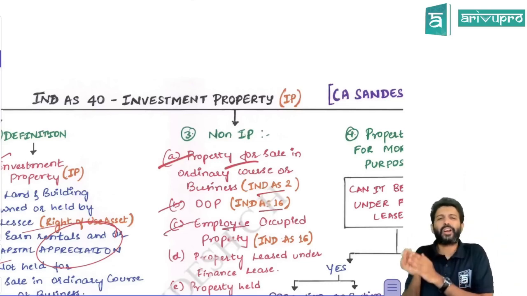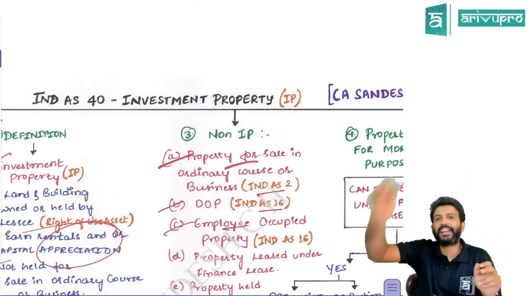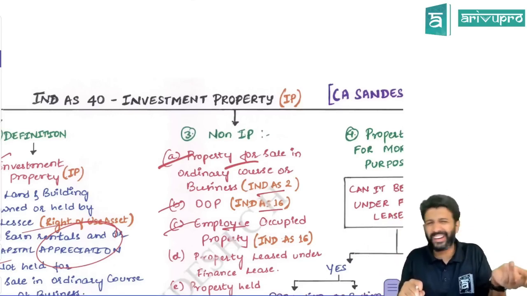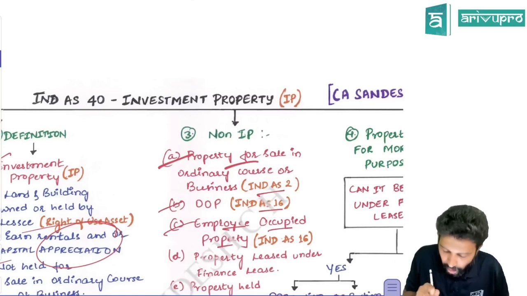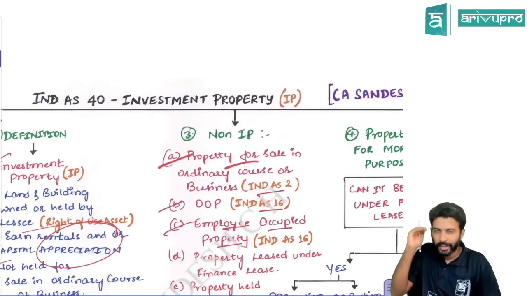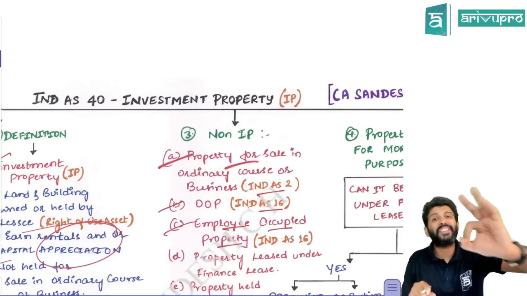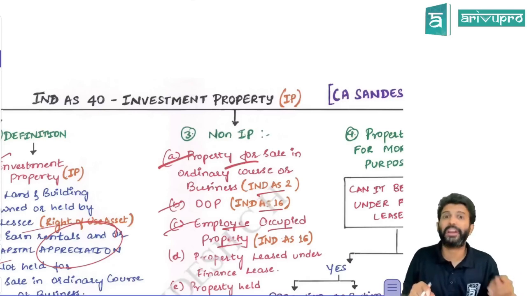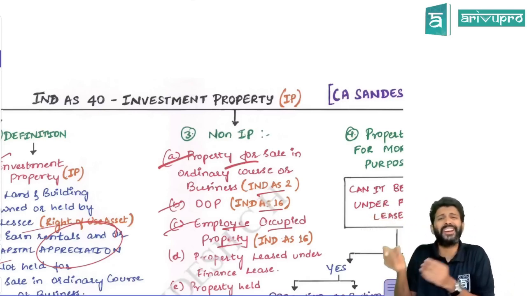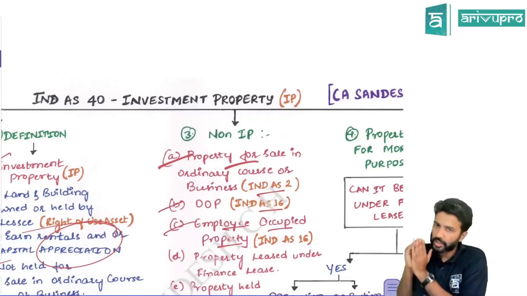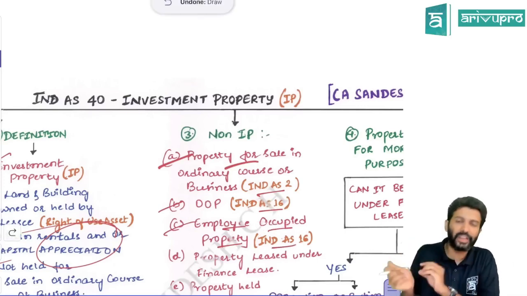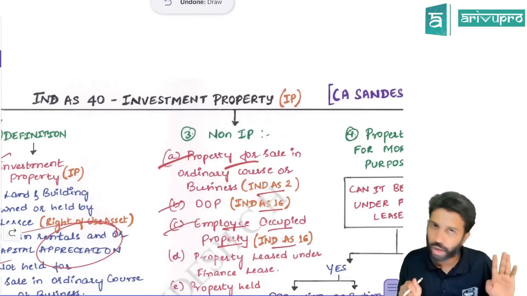Then we have seen many organizations that have a property and give it to their employees, either on rent or at a concession rent. So if there is an employee occupied property, the business owns it but it is given to the employee. Even in such a case, it is not an investment property, because giving something to employees is your business decision. So it is not an investment property. Still, IND AS 16 only applies to such an employee occupied property.